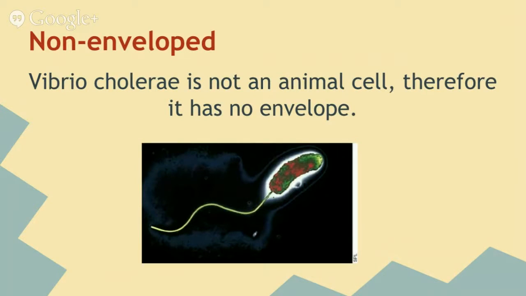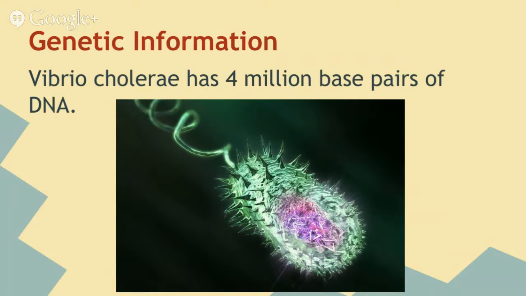It is a non-enveloped bacteria. Obviously, it is not an animal cell, so it doesn't have a need for an envelope. Vibrio cholerae has DNA inside of it, about 4 million base pairs of DNA. It has a lot of genetic information to help it replicate and to take the genetic information of the host as well.